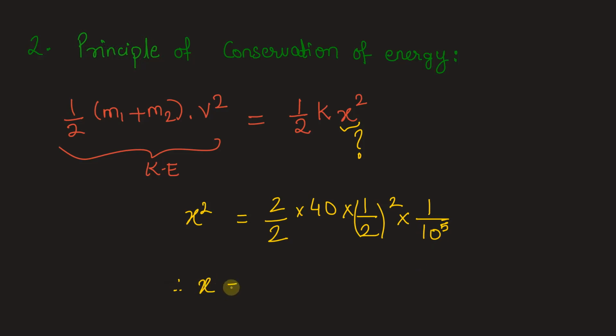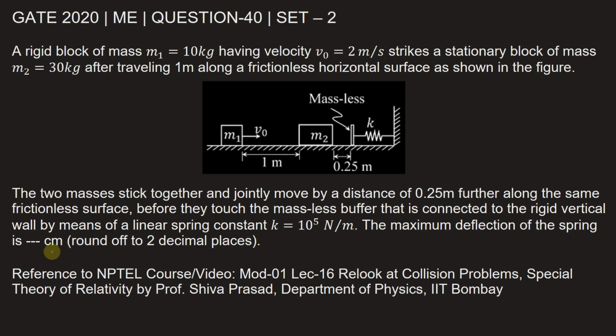Hence, X will be equal to, just computing this, 10 upon 10 to the power 5, and then the square root of this value in order to find X. So the answer that we have here is 1 upon 10 squared. This value is in meters because all the terms we have substituted in SI units: kg, meter per second and Newton per meter. We can convert this into centimeters because we are being asked in centimeters. Just multiplying by 100, we get 1 centimeter. So let's fill in the answer.